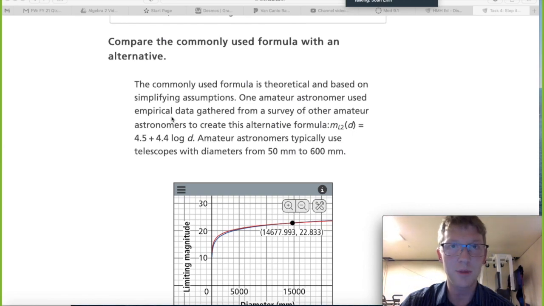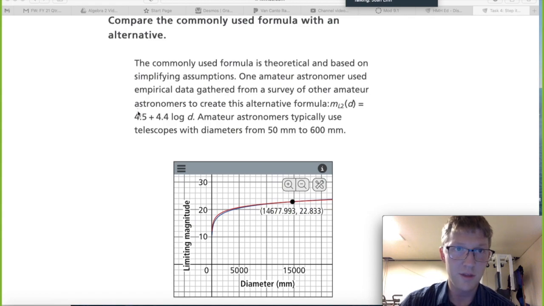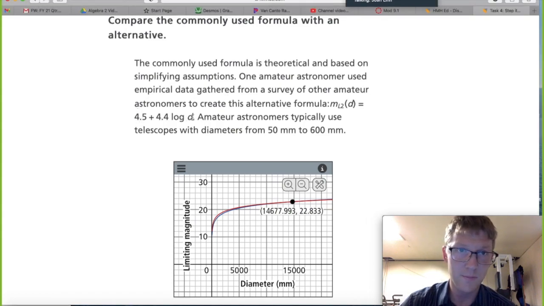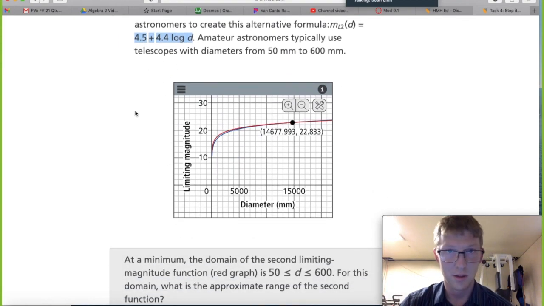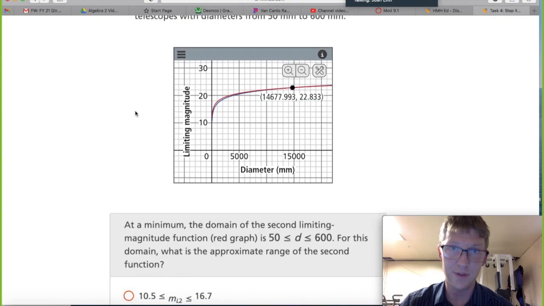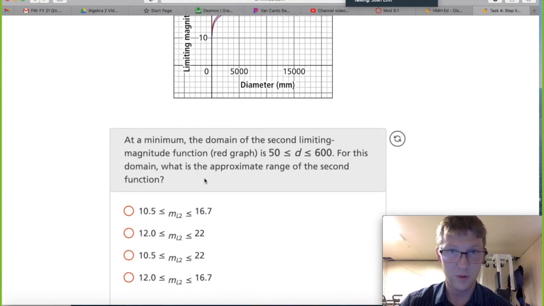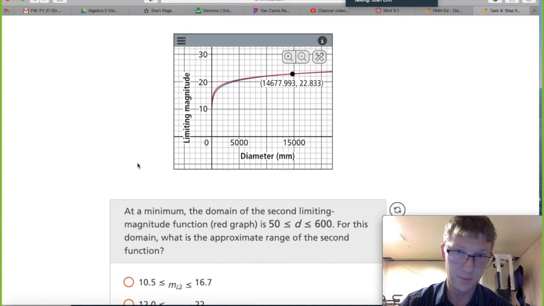So compare the commonly used formula with an alternative. This is a function that amateurs use, apparently. One amateur astronomer used empirical data, gathered a survey of other amateur astronomers, and found that amateur astronomers typically have diameters from 50 to 600. So in this equation, which is labeled in red here, your domain is going to be 50 to 600. So what is the approximate range of the second function?